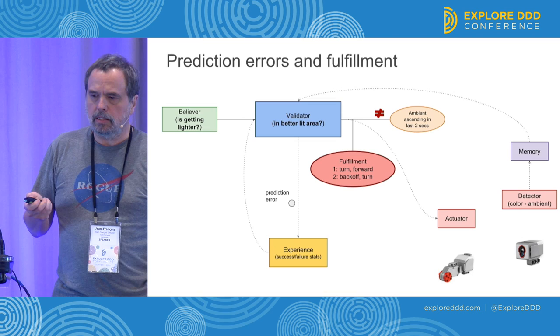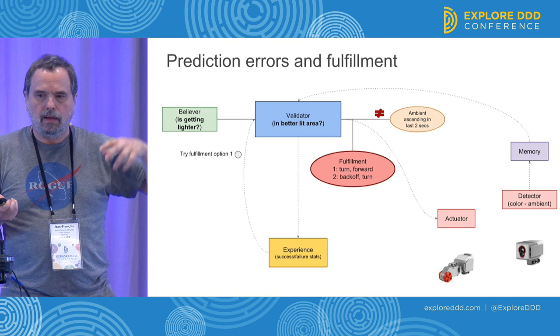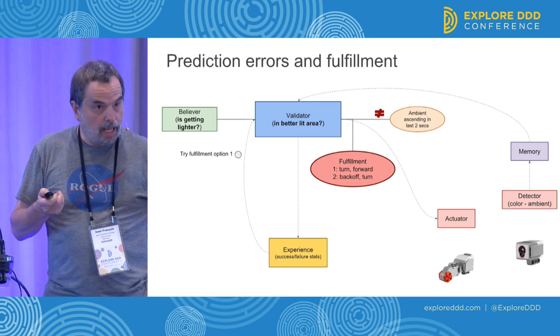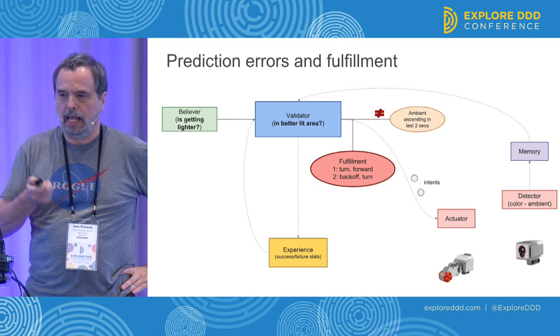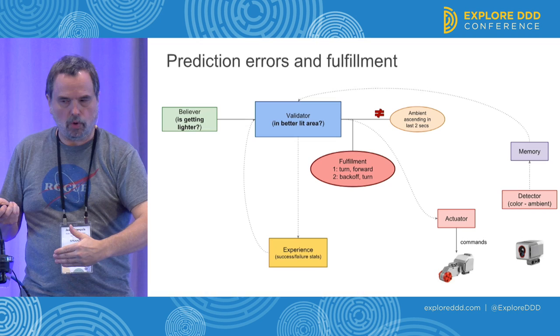Experience listens to it, says, aha. It says, okay, validator, why don't you try fulfillment option number one? Why don't you try to turn and go forward as an event? Validator says, oops, there's a new option. I'm going to do that. I'm going to ask the actuator to turn and go forward. That translates into motor commands. We turn.